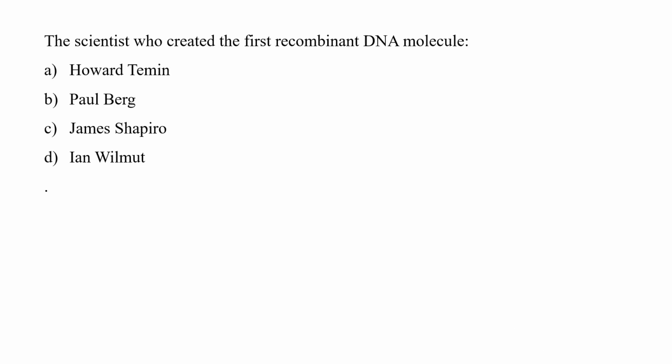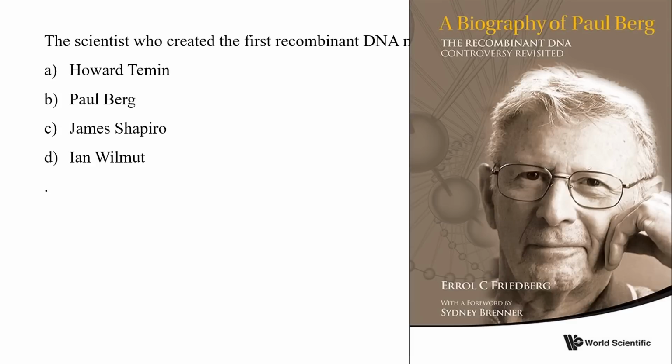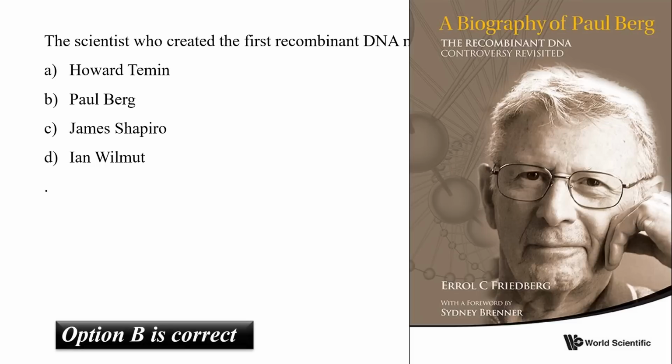The scientist who created the first recombinant DNA molecule was Howard Temin, Paul Berg, Simon Shapiro, or Ian Wilmut. In 1972, Paul Berg made the first recombinant DNA molecule using ligase, while in the same year, Stanley Cohen, Annie Chang, and Herbert Boyer produced the first recombinant DNA organism. So, option B has to be the correct answer.